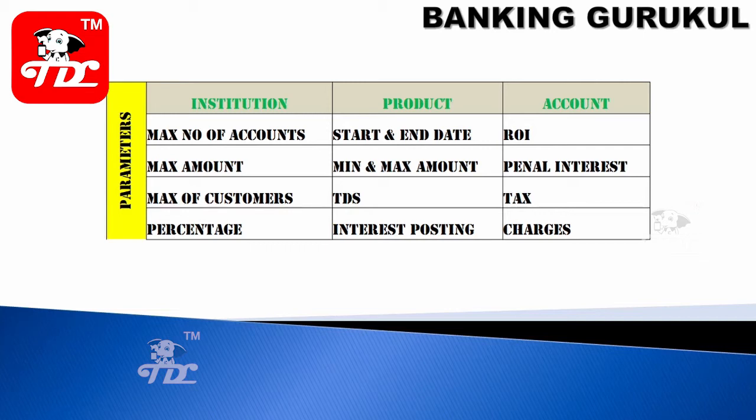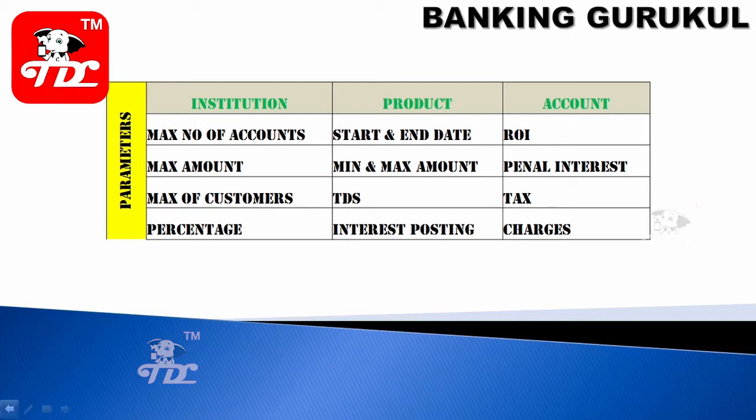Product level means you have different products. Under one product, for example, I am opening a savings account for students. I have different parameters when I am opening a savings account for a salaried person, or a savings account for retired people. I have different product parameters. In these parameters we have the start date and end date of a product, the minimum and maximum amount of a product, whether tax is applicable or not, and the interest posting frequency: monthly, quarterly, or yearly.